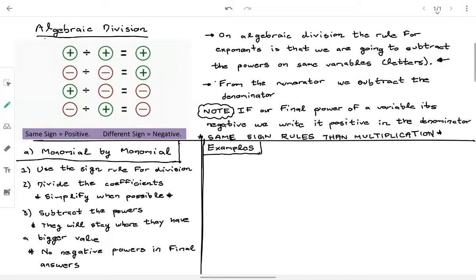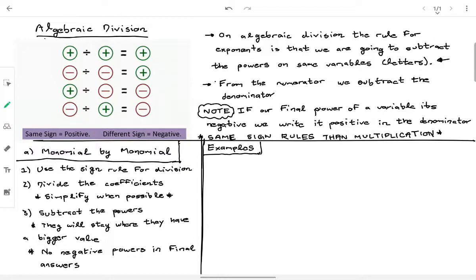Remember, we need to simplify when possible. That applies for fractions. When we can simplify a fraction, remember, to be correct, it must be simplified. And finally, we are going to subtract the powers. And as the note on the top part says, they will stay where they have a bigger value, but no negative powers in the final answer. So we will see some examples to have it in mind. It will be very simple. But these are the 3 simple steps we need to follow to do monomial by monomial division.